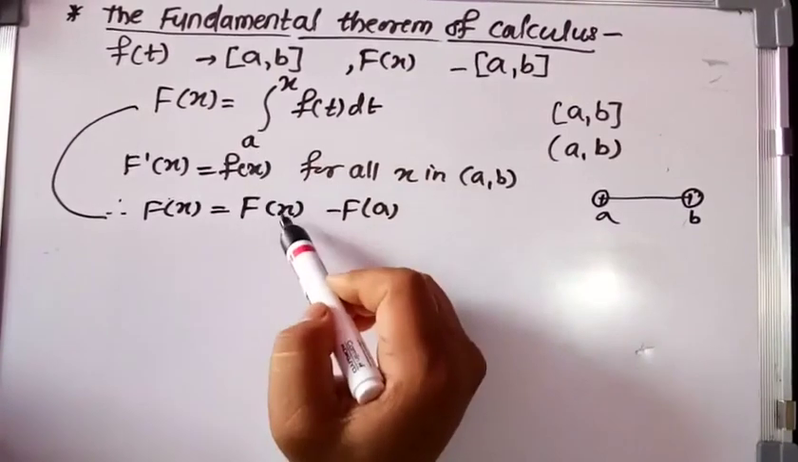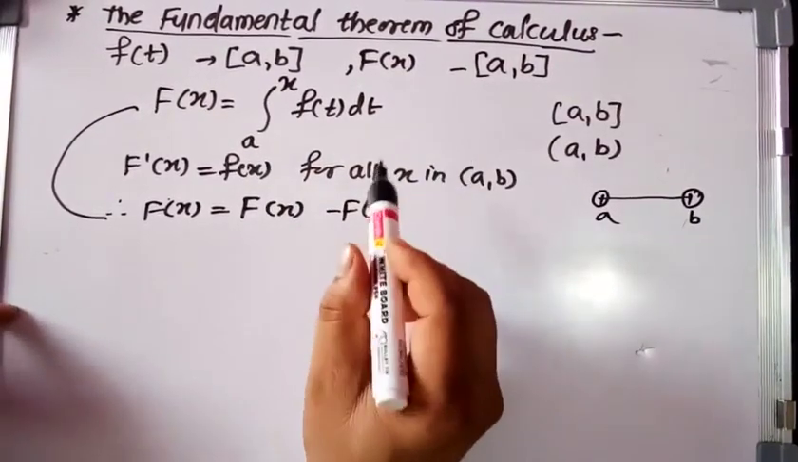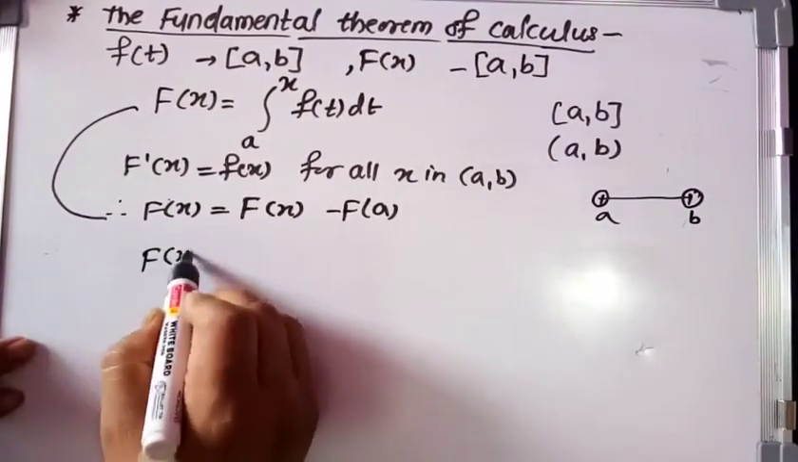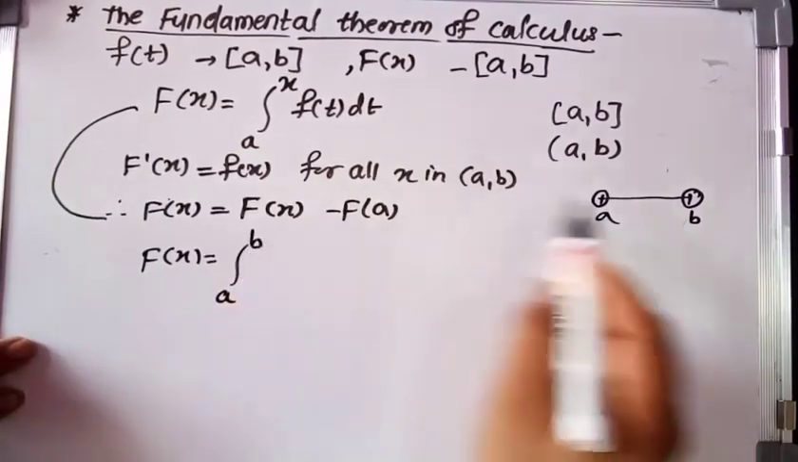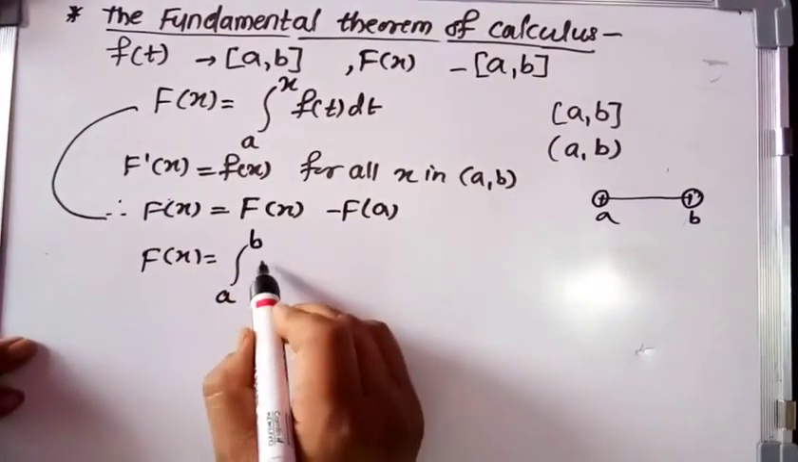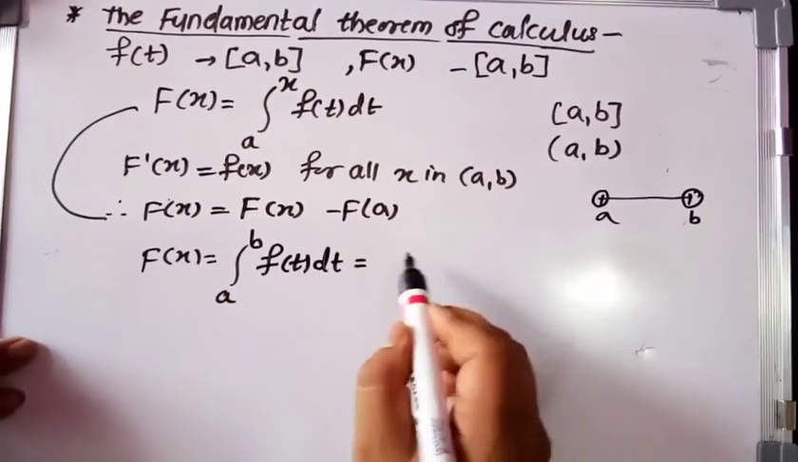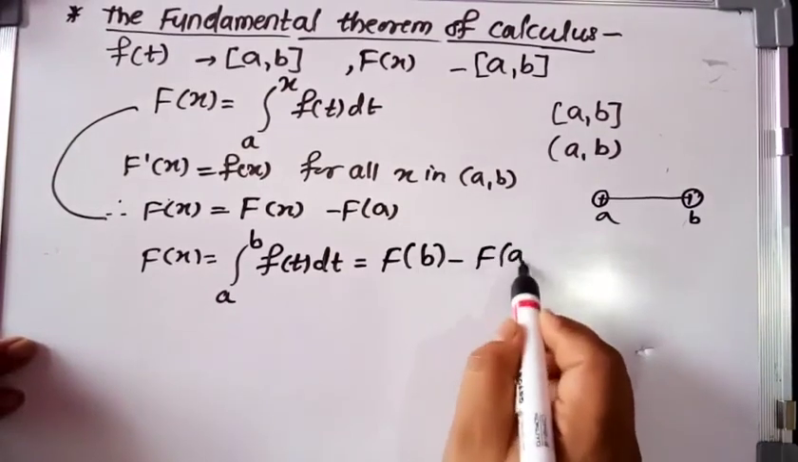F of x minus F of a. And for the entire interval, we can write the integration from a to b for the entire interval, f of t dt, is equal to F of b minus F of a.